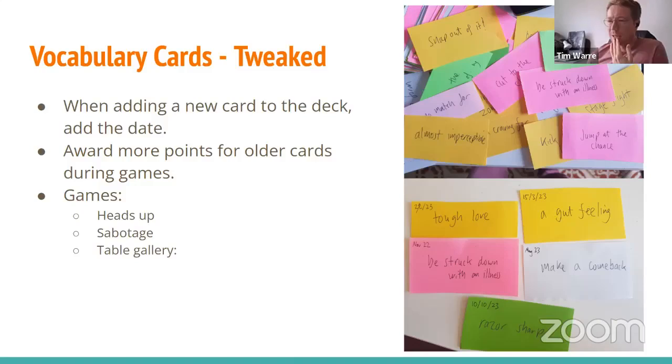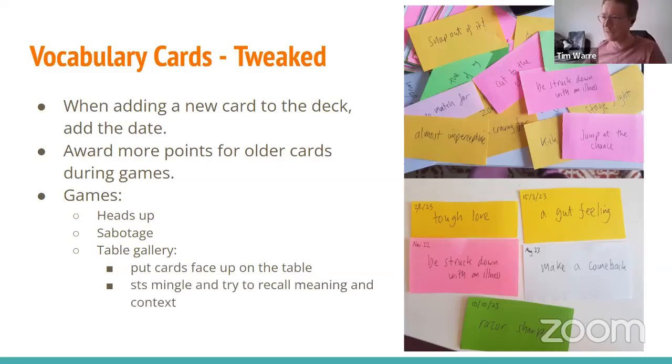The games I play are Heads Up and Sabotage. Sabotage is one where you give them all like 10 cards in pairs, they put them on the table, and one has to choose the card that the other one has to define. So they're trying to choose the most difficult ones. They're trying to sabotage their partner. Otherwise, if they're playing Heads Up and they get to one they don't know, they just say pass, and they never practice any of the difficult ones. With Sabotage, they're encouraged to cover the more difficult ones. We also do a table gallery, putting all the cards face up on the table, and they have to mingle and go around and try to recall the meaning and the context in which the expression came up.